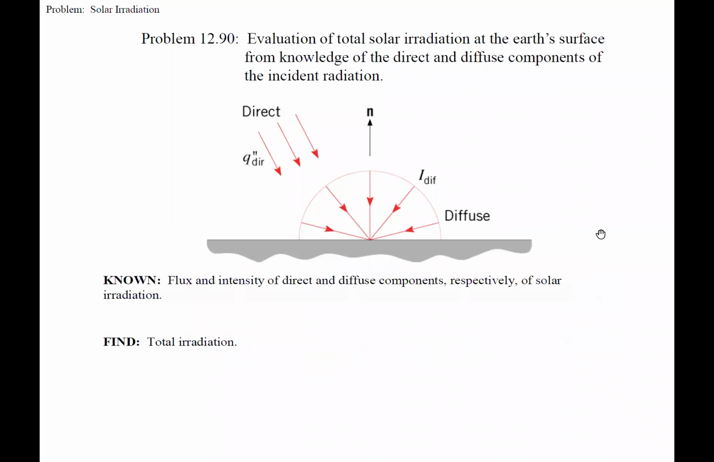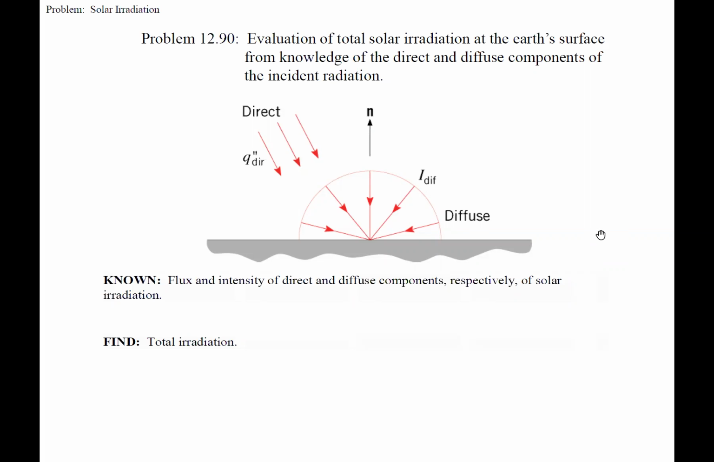All right, so first example within this is 12.90. Consider clear sky conditions for which the direct radiation is incident at an angle of 30 degrees with a total flux based on the area that is normal to the rays of q double prime direct, 1000 watts per meter squared. And the total intensity of the diffuse radiation, I diffuse, 70 watts per meter squared steradians. What is the total solar irradiation at the Earth's surface?